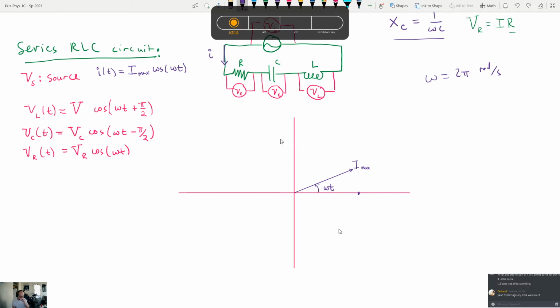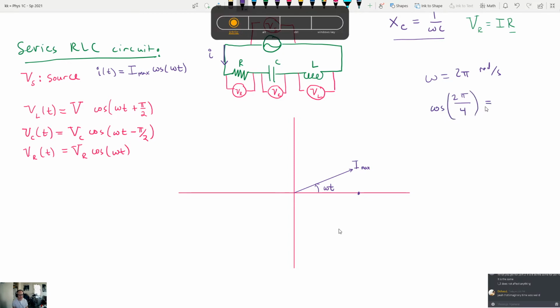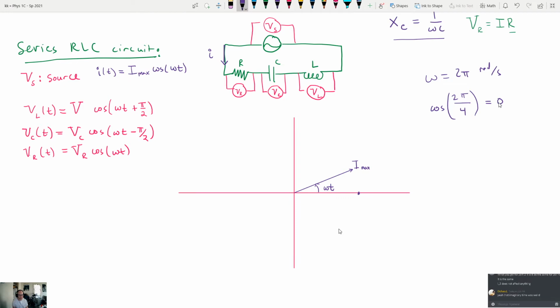All right. And of course, if you just plug in the numbers, that's still going to work out, right? Because if I tell you omega is 2 pi and I plug in t is equal to a quarter, then you're going to have 2 pi over 4, and you're going to be taking the cosine of that. Well, I'm pretty sure the cosine of pi over 2 is 0, right? So it works out whether you use the math or the phasor, it doesn't really matter.